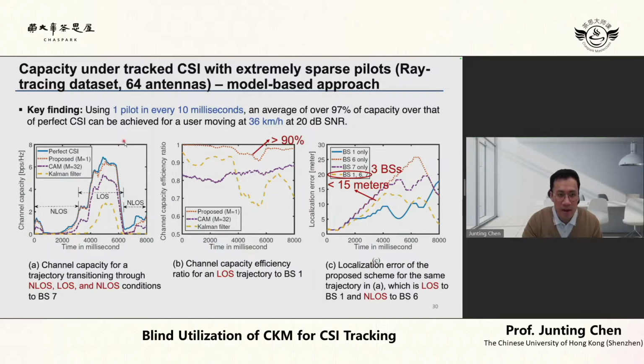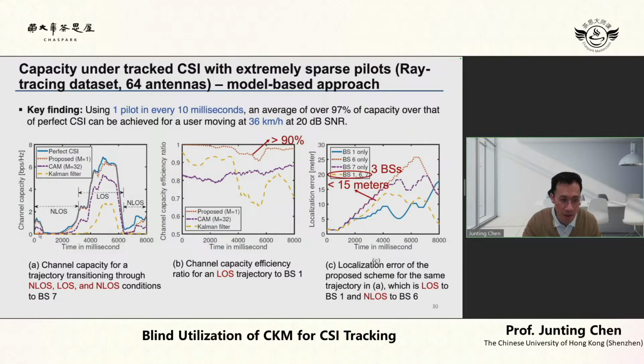Now, here is the evaluation in terms of the capacity that we can achieve using the model-based approach, meaning we use the switching Kalman filter approach. As we mentioned, we are interested in the extremely sparse pilot scenario. Specifically, we just send 1 pilot every 10 milliseconds, and we consider a mobility of 36 kilometers per hour at SNR 20 dB. Here we illustrate the channel capacity over time in the tracking.